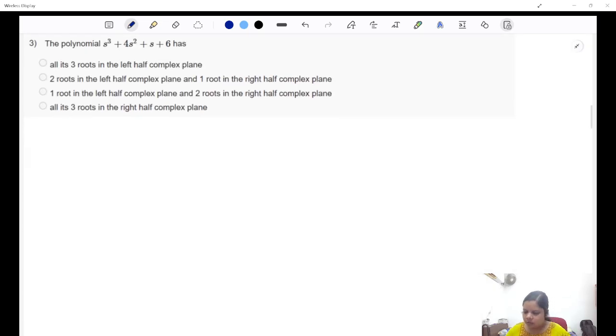Okay. So the polynomial s cube plus 4s square plus s plus 6. Where do the roots lie for this equation? Do all of them lie in the left half of the s plane? Few in left, few in right? How many in left, how many in right? That we need to see.